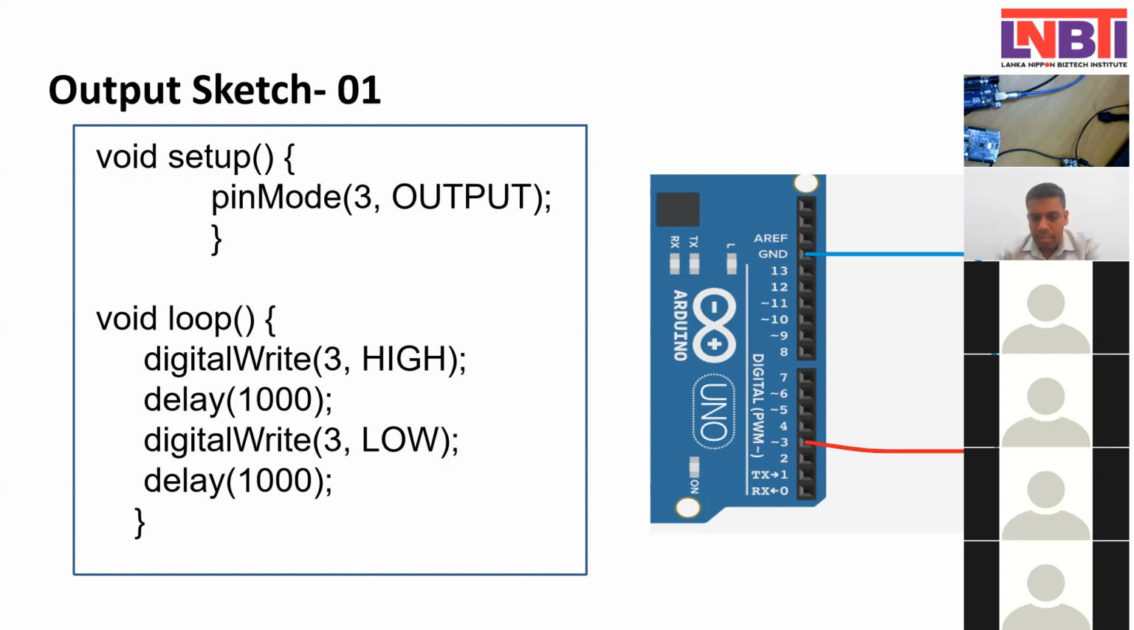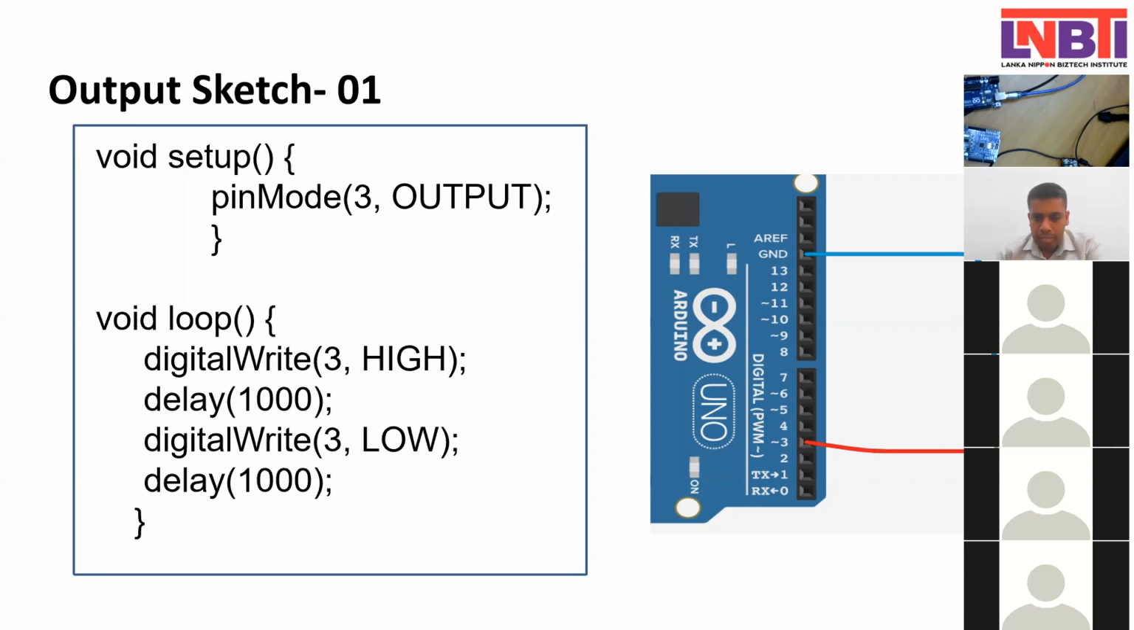Suddenly you switch it on and suddenly you switch it off. Then it will not work now. You can't see it now. Because of that you have to wait some time. Then we can write some delay. Delay 1000 means it's 1 second. It is written in milliseconds.